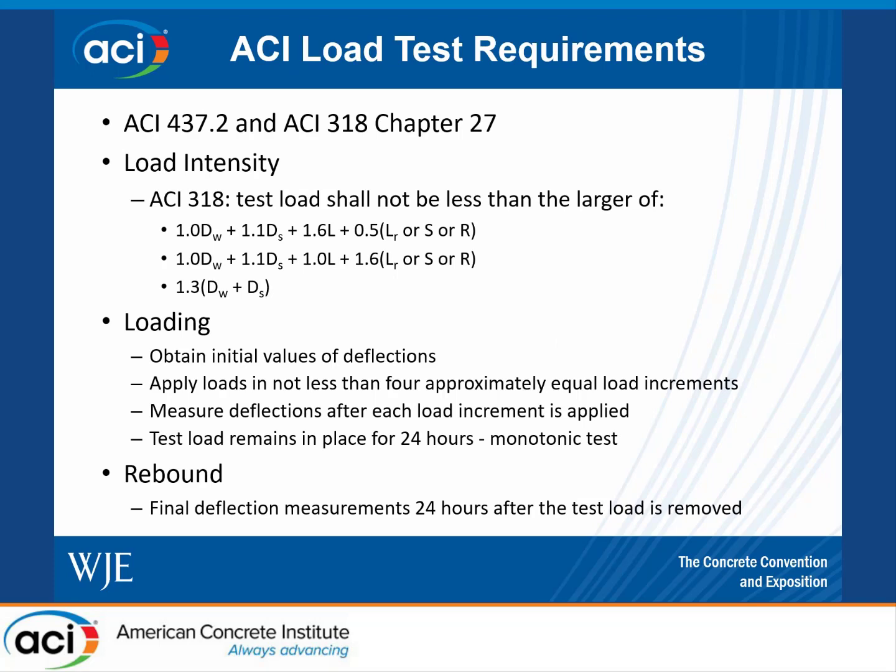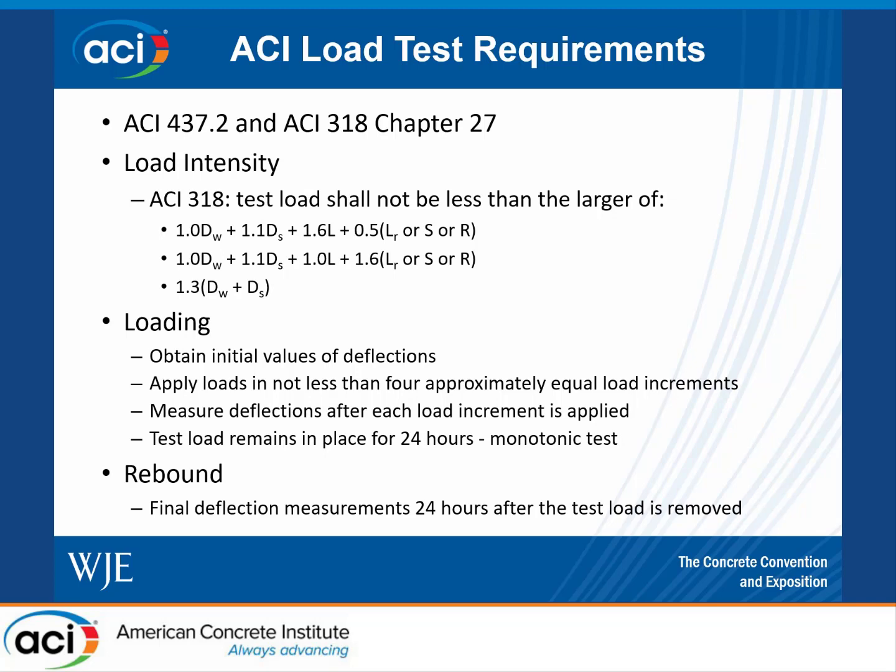So the load testing requirements are outlined in ACI 437.2 and ACI 318, Chapter 27. For the tests that I'm going to talk about today as part of the case studies, the applicable building code was ACI 318, so I'm going to focus on their provisions for the 24-hour monotonic load test. The load intensity per ACI 318, the equations are noted here on the slide.